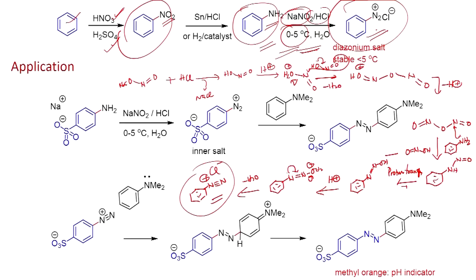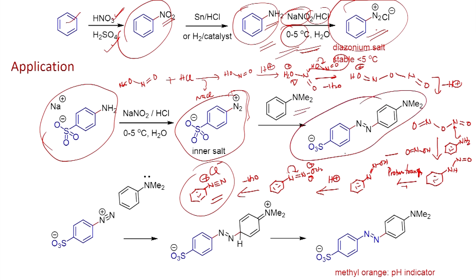If you have the aniline, you can form this salt, which finds wide applications in organic synthesis. Here, once you form the diazonium salt, you can see here, instead of aniline, if you take this as a substrate, you will be able to form this salt. Once you form this salt, now you can react with dimethyl aniline, and you will be able to get methyl orange.